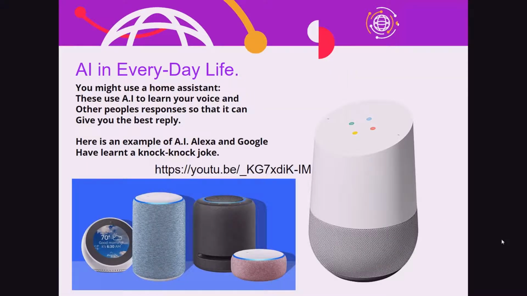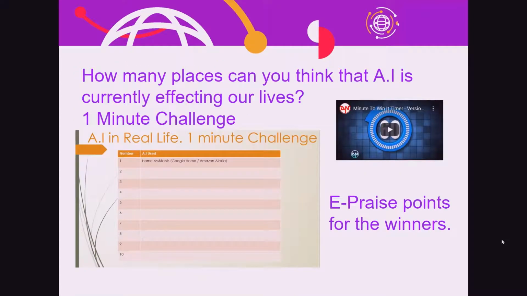We also can think of AI in everyday life in our Google Home Hubs or Amazon Alexa. When you ask it a question, it's been trained to represent and to recognize different people's voices. This means that it can predict what you've said and try and give you an appropriate answer.